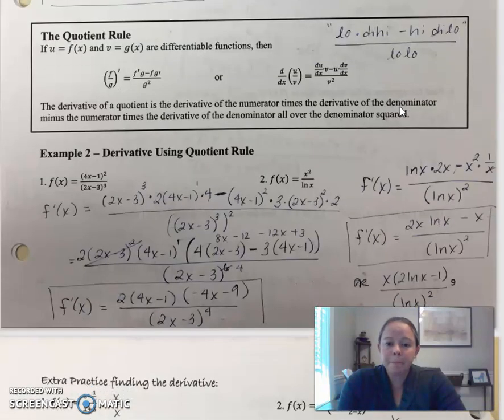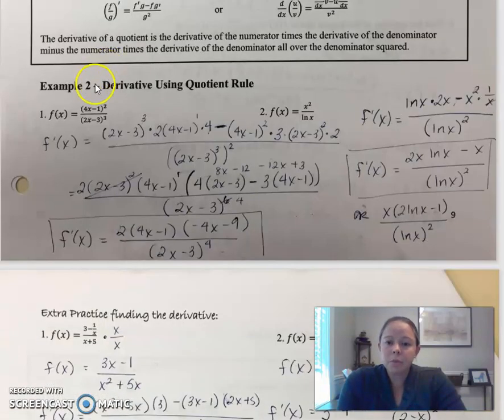Okay. All right, so here are some examples of using the quotient rule. So here we go. Low, which is the denominator. D high, we'll use the chain rule we just learned. So pull the 2 down in front, inside stays the same. Don't forget to subtract 1 from your exponent, times the derivative of the inside. Minus high, which is the numerator. D low, and we'll use chain rule again. Here's your derivative of the denominator, all over low low.